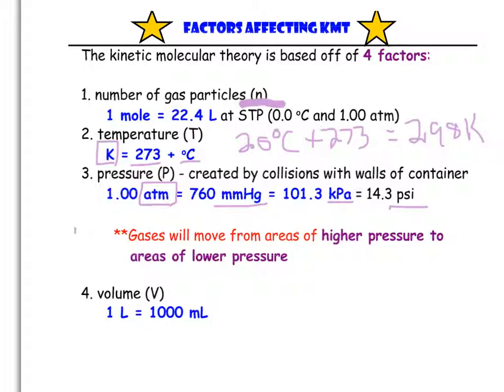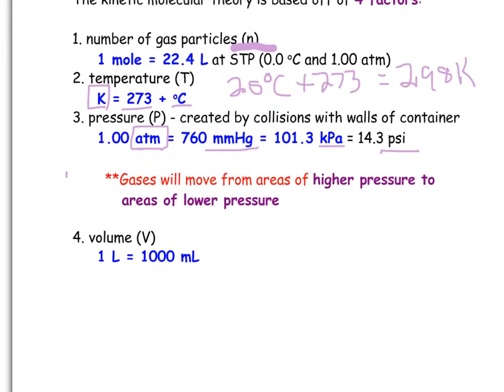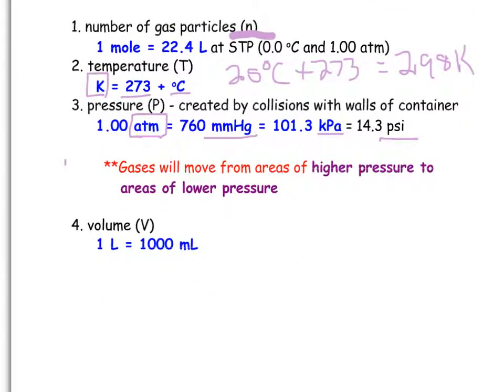And another thing to keep in mind with pressure is gases will move from areas of high pressure to areas of low pressure. A good example of this is if you're into the weather at all, you will often see that if you're in your town and there is a low pressure system in your area, well, high pressure is going to move in, and that's what causes storms and wind. So the pressure falls into the area of low pressure.